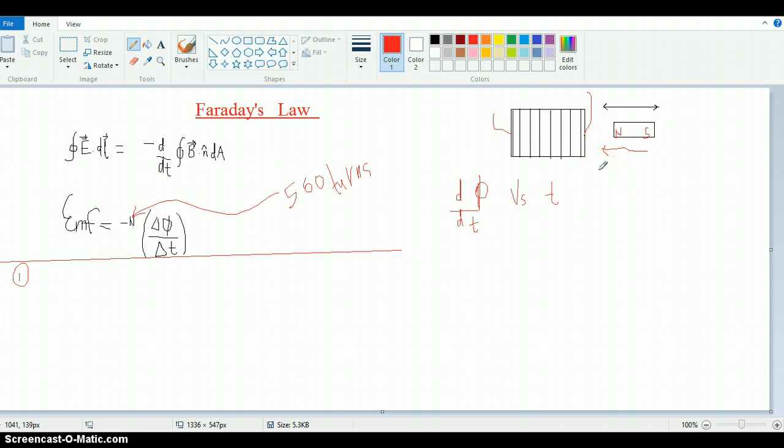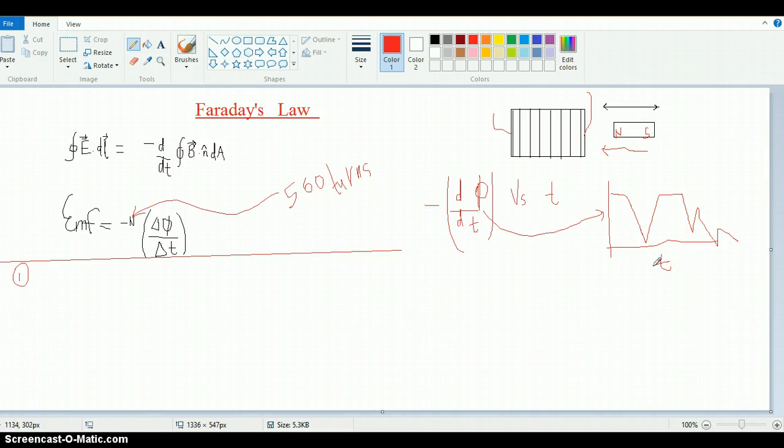I can't pull that graph out. What the graph gave me is something like this, where d phi over dt is on the y-axis and time is on the x-axis. It went down and then it went up, then it went down. Similarly, it went down and up like this, and in the same way it kept on decreasing. The reason it's doing that is that the rate of change of flux is decreasing, so that's why the graph comes out like that.